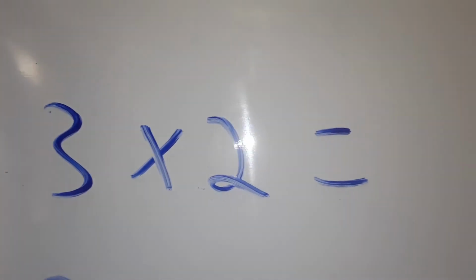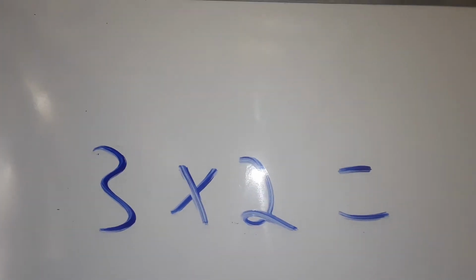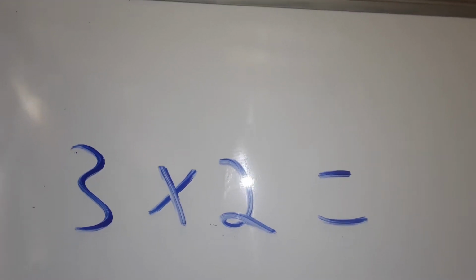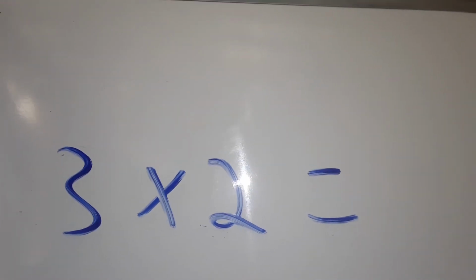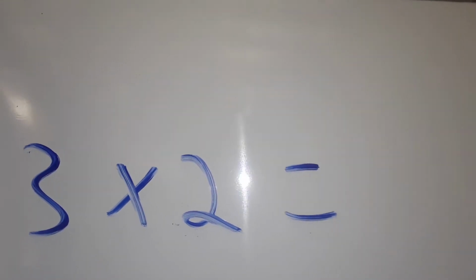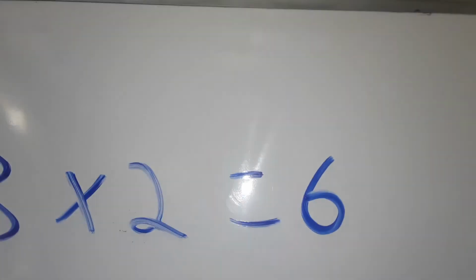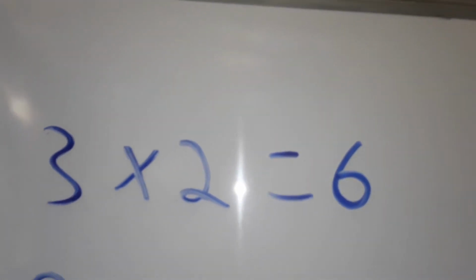On today's lesson, we'll be doing basic multiplication. So you have 3 times 2, which means you repeat 3 twice, right? So it's going to be 3, another 3, it's going to be 6. So 3 multiplied by 2 is 6.